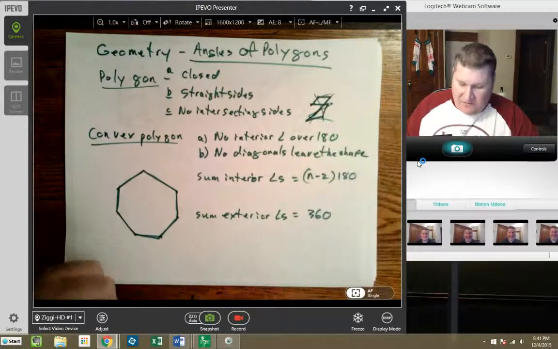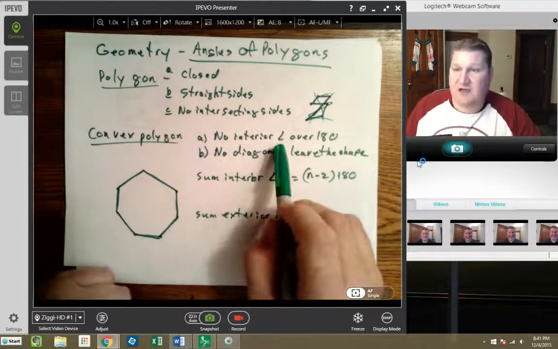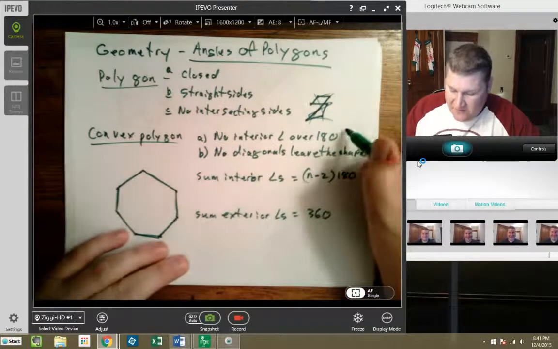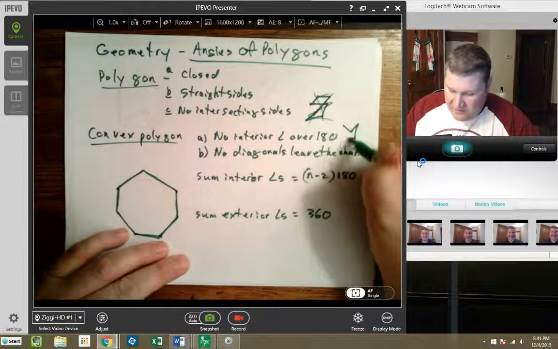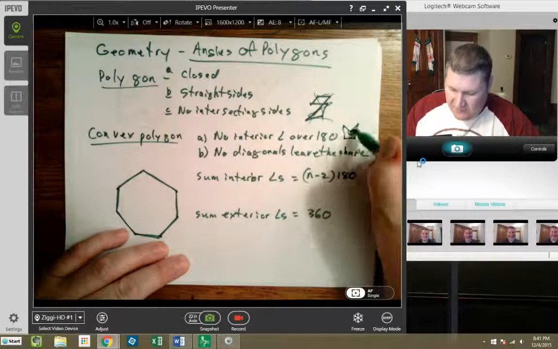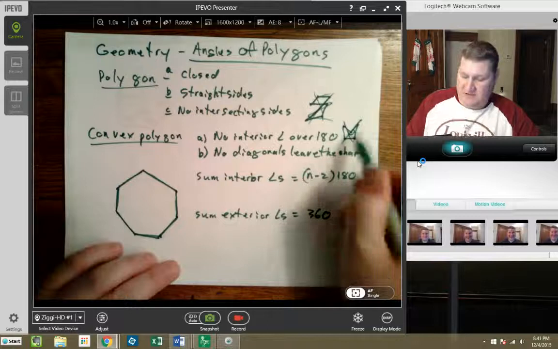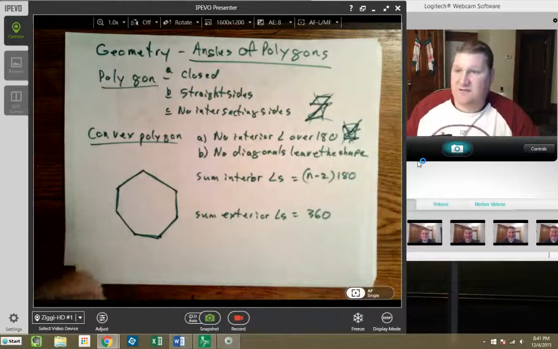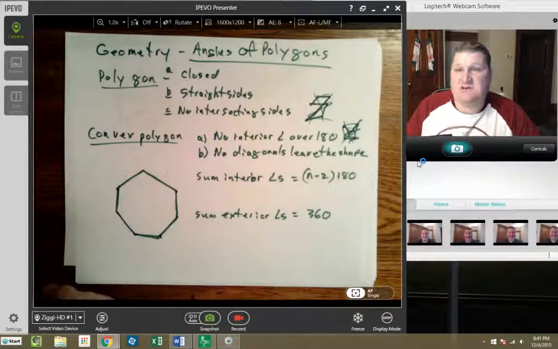Okay, so a convex polygon has no interior angle over 180 degrees. So that means something like this, too big, no good. Not good. No diagonals leave the shape. And so then we can start talking about the different factors of the angles of polygons.